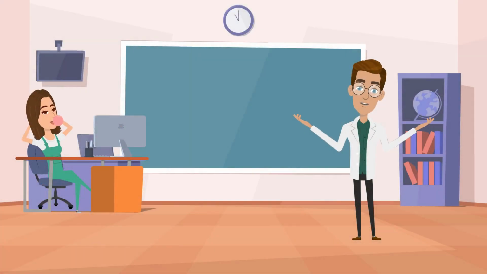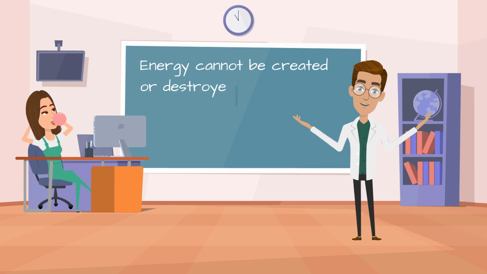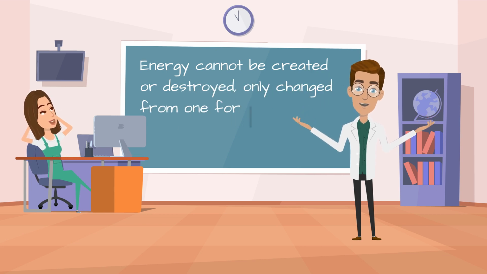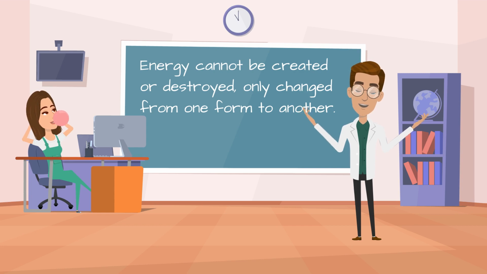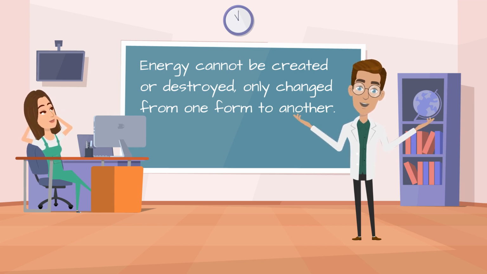One of the most important rules we must remember when looking at energy is that energy cannot be created or destroyed, only changed from one form to another. This means that when we use energy to do something like turn on a light bulb, the electrical energy does not disappear, it just gets transformed into light and heat. So this rule really tells us that energy is precious. We must use it wisely and try not to waste it where we can.